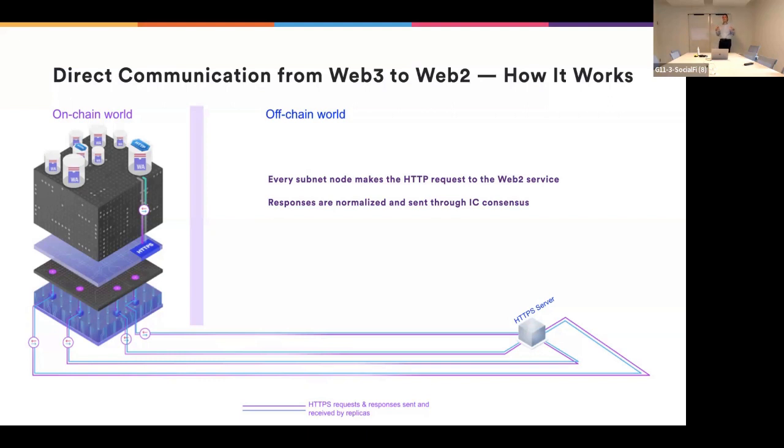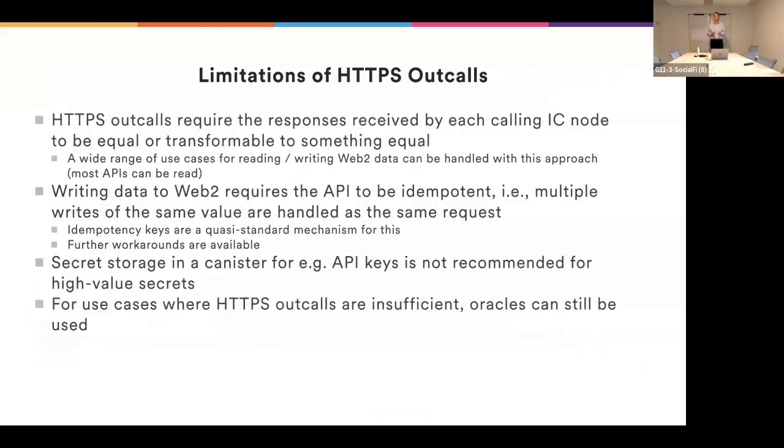So every node makes the call, and then you normalize the response, and then the normalized responses are equal and can make it through consensus, and we can ensure that we still have determinism. That's the main problem to solve here. And we call this feature HTTPS outcalls because essentially a canister can outcall to an external service to the Web2 world, which is a novel paradigm in the blockchain world. This is pretty cool. I will show you a use case for this, but first let's talk about the limitations.